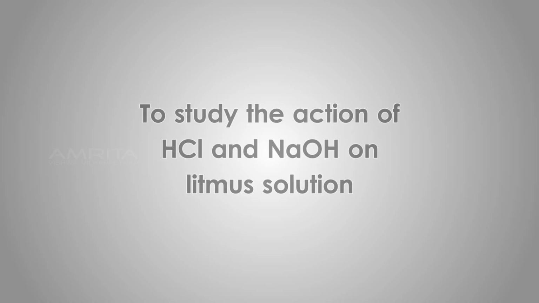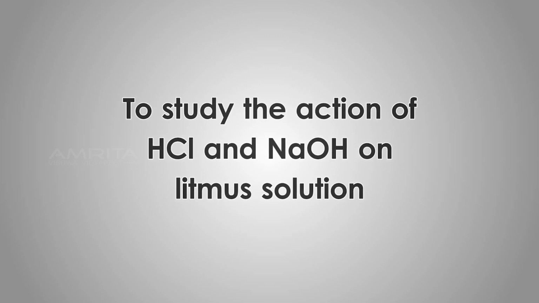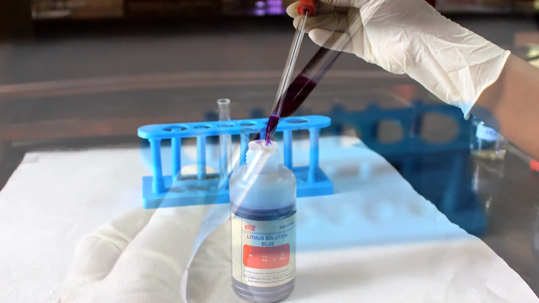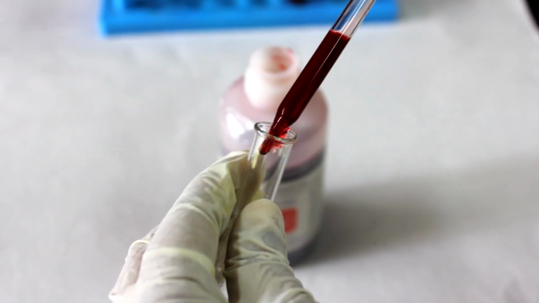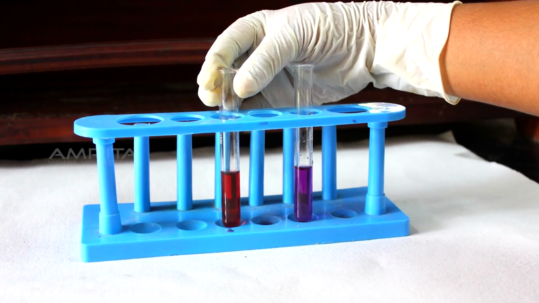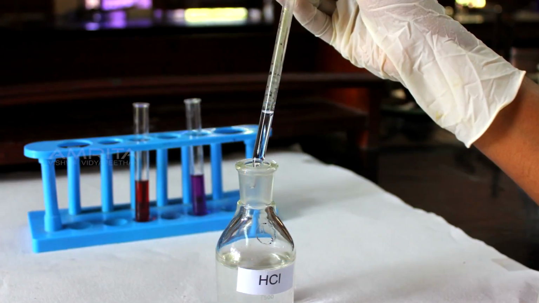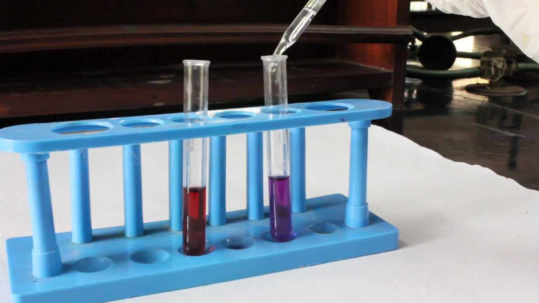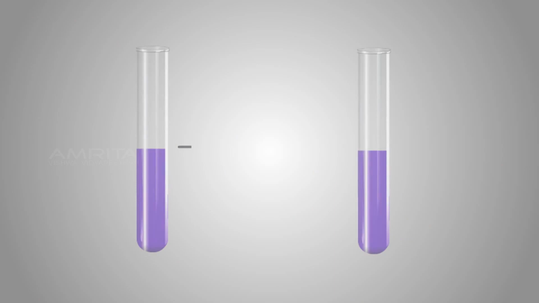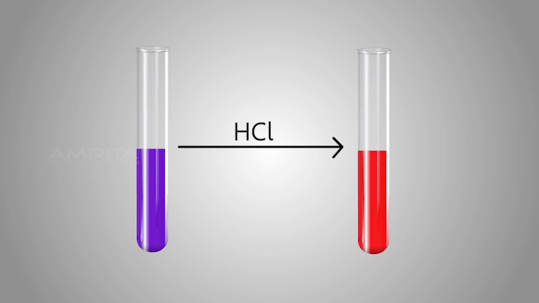Procedure: To study the action of HCl and NaOH on litmus solution, add a few drops of blue litmus solution in one test tube and red litmus solution in another test tube. Place both test tubes in the test tube stand and add a few drops of HCl in each test tube. You can see that the blue litmus solution changes to red. From this, we can infer that HCl is an acid having a pH value below 7.